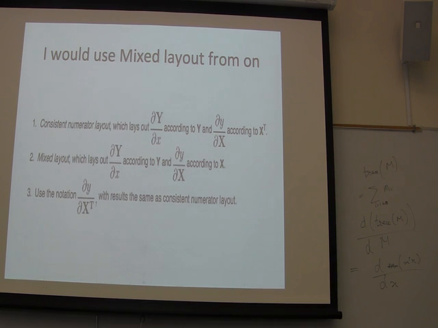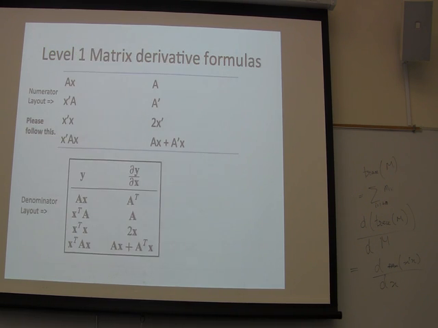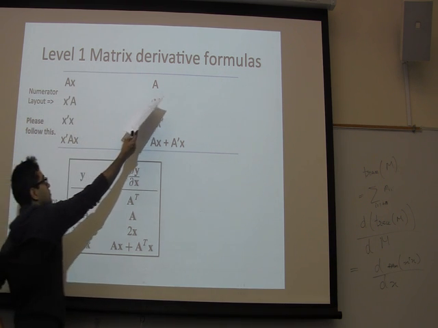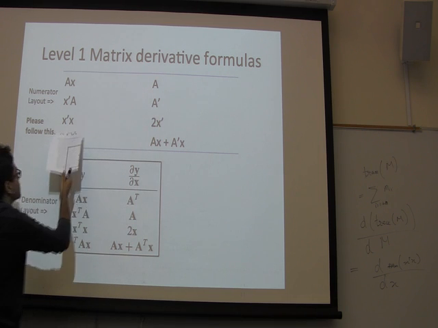I would not use mixed layout. I would use numerator layout. It's just consistent. So okay, we already did the derivative of the first row, Ax, which is equal to A.